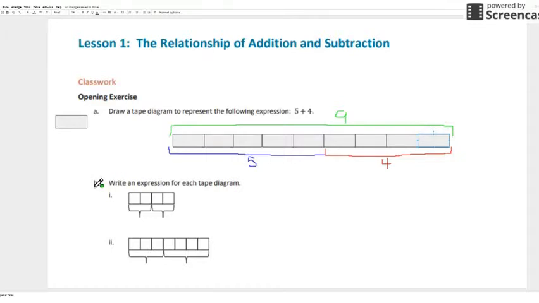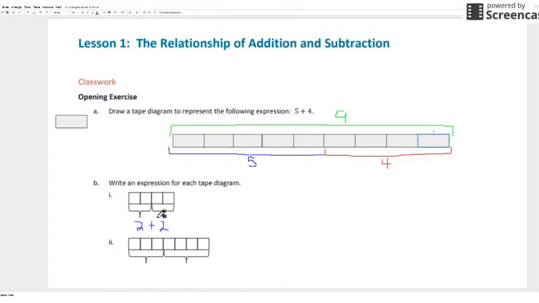All right, so we look at B here. It says write an expression for each tape diagram. So we're writing what this represents, like the 5 plus 4. Let's look at this. Here there are 2 boxes, so this is 2. And this is adding because the boxes aren't going away. They're adding boxes to it. So it would be an addition of 2. So 2 plus 2. That's an expression.